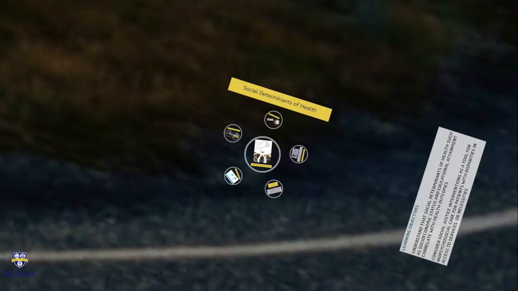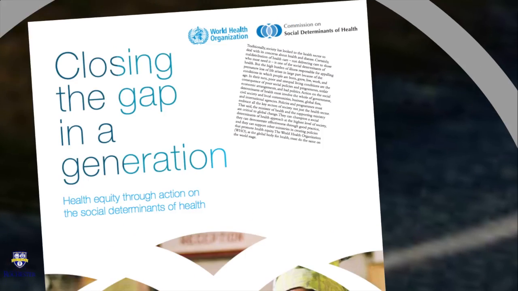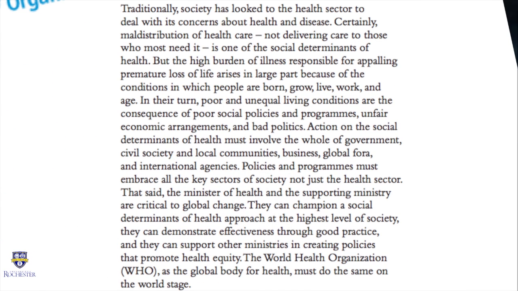And that is why we can return again to the World Health Organization's report, Closing the Gap in a Generation, in which they argue that traditionally, society has looked to the health sector to deal with its concerns about health and disease. Certainly, maldistribution of healthcare, not delivering care to those who most need it, is one of the social determinants of health. But the high burden of illness responsible for appalling premature loss of life arises in large part because of the conditions in which people are born, grow, live, work, and age.